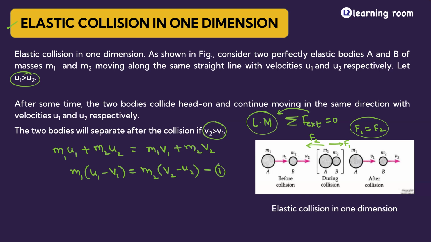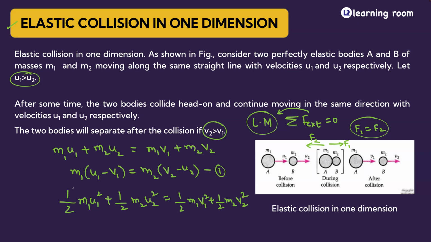The second thing is, since you're talking about elastic collision, what are the physical quantities conserved? Kinetic energy of the system is conserved. So if I talk about the kinetic energy of the system, what is the initial kinetic energy of the system? Half m1 u1 square plus half m2 u2 square is equal to half m1 v1 square plus half m2 v2 square.